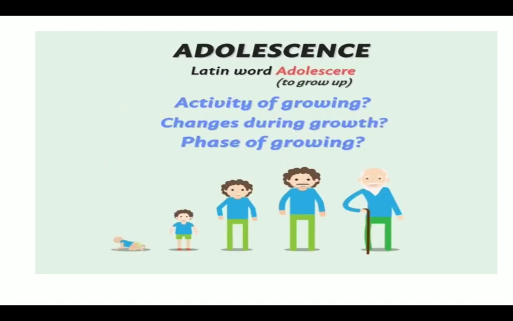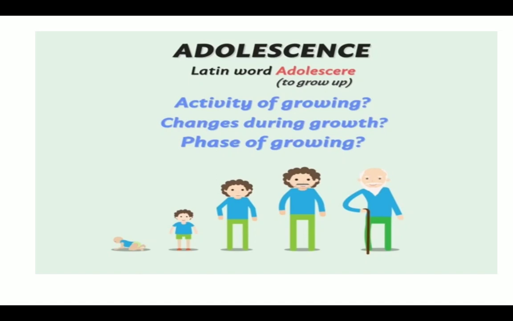So, this word adolescence, today I'm going to teach you about adolescence, right? This word adolescence comes from the Latin word adolescere. The meaning of adolescere is to grow up, to grow to maturity. It's a Latin word, right? So, during this period of adolescence, there are various changes occurring.